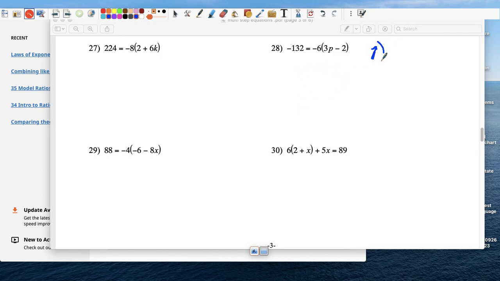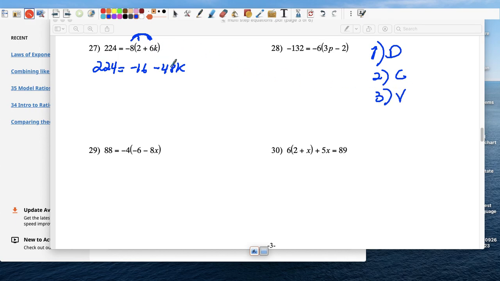Number 1, distributive property, and there is right here. So 224 equals negative 8 times positive 2, which is negative 16. And then negative 8 times 6 is negative 48k. 2, combine like terms. In 224, there's nothing to combine. Negative 16 and negative 48k can't combine, so let's go to step 3.